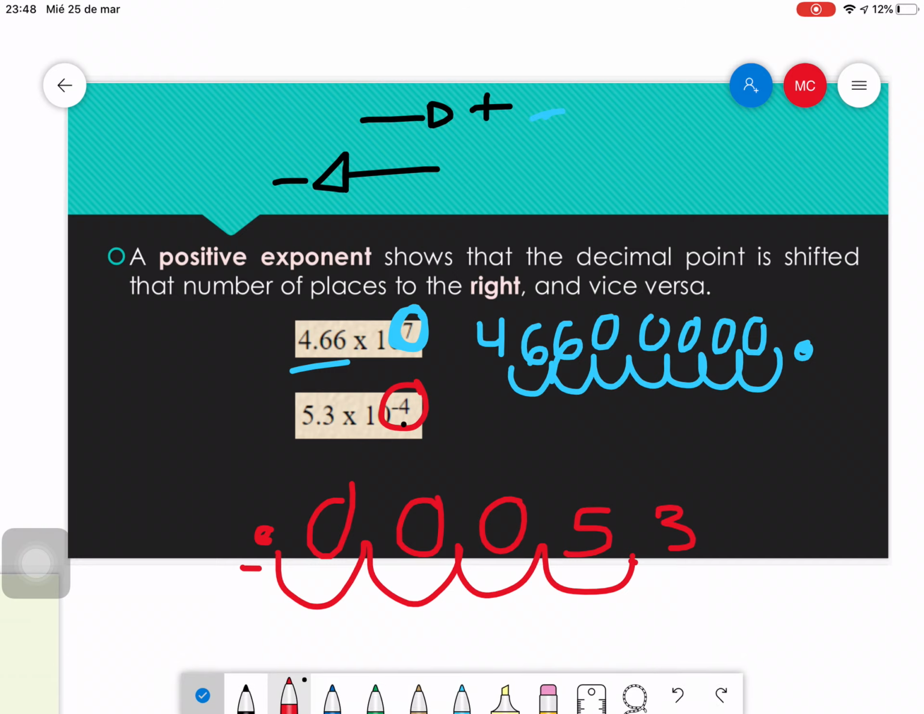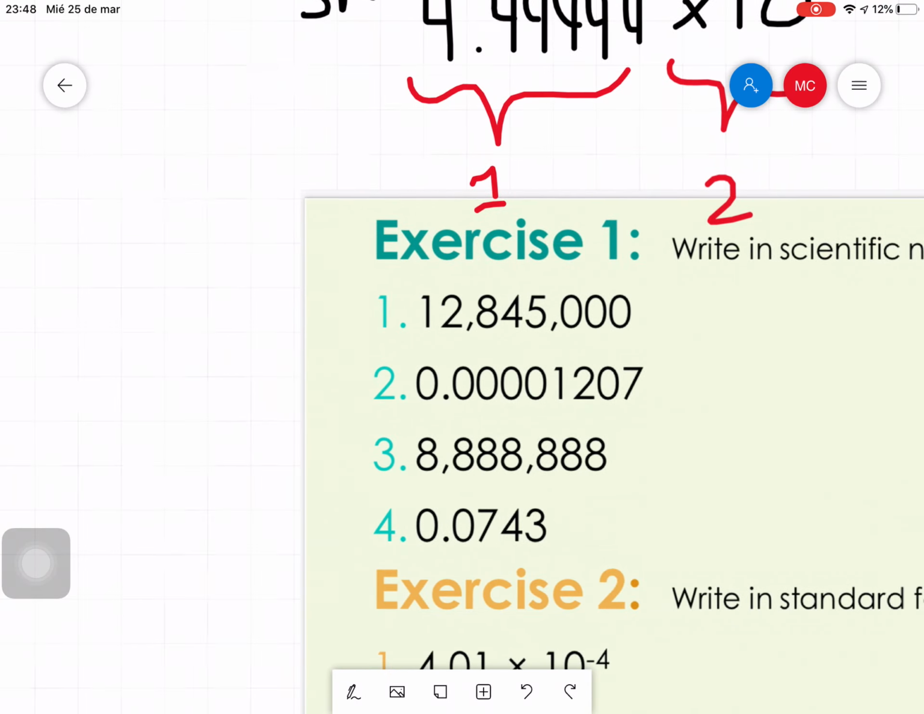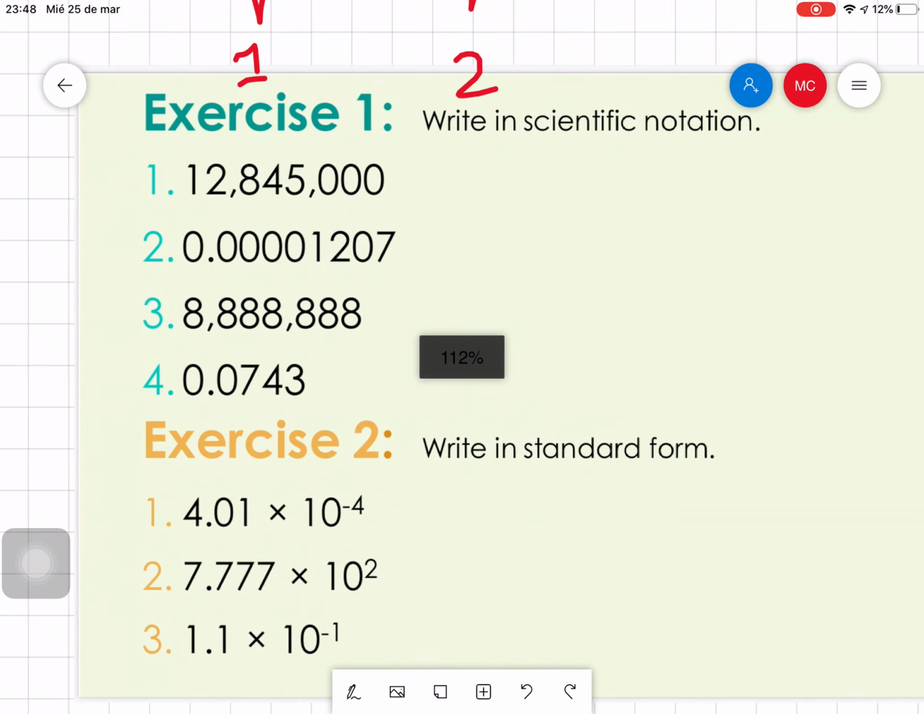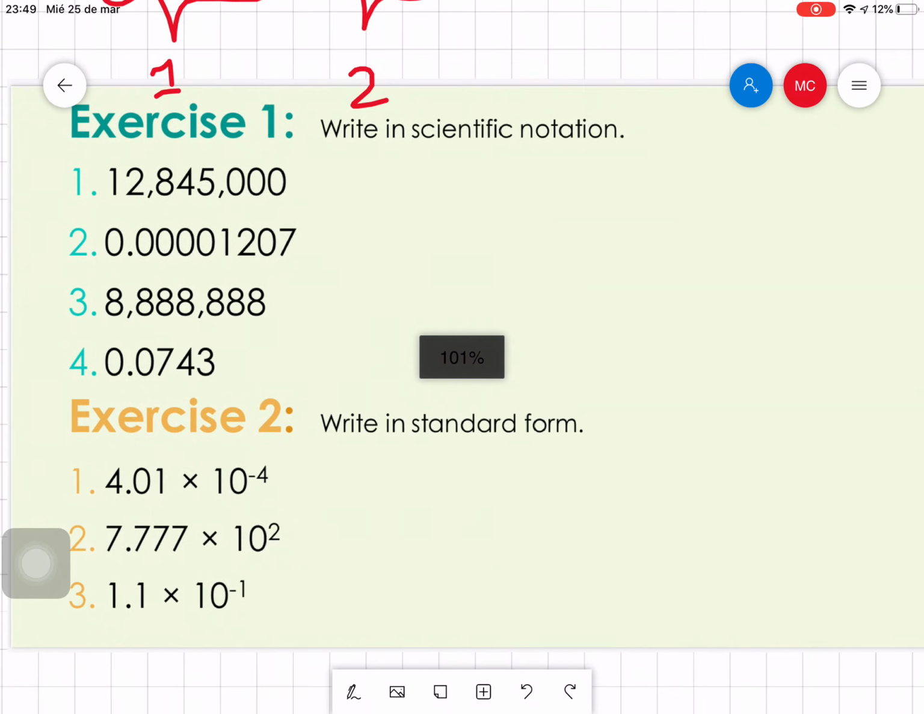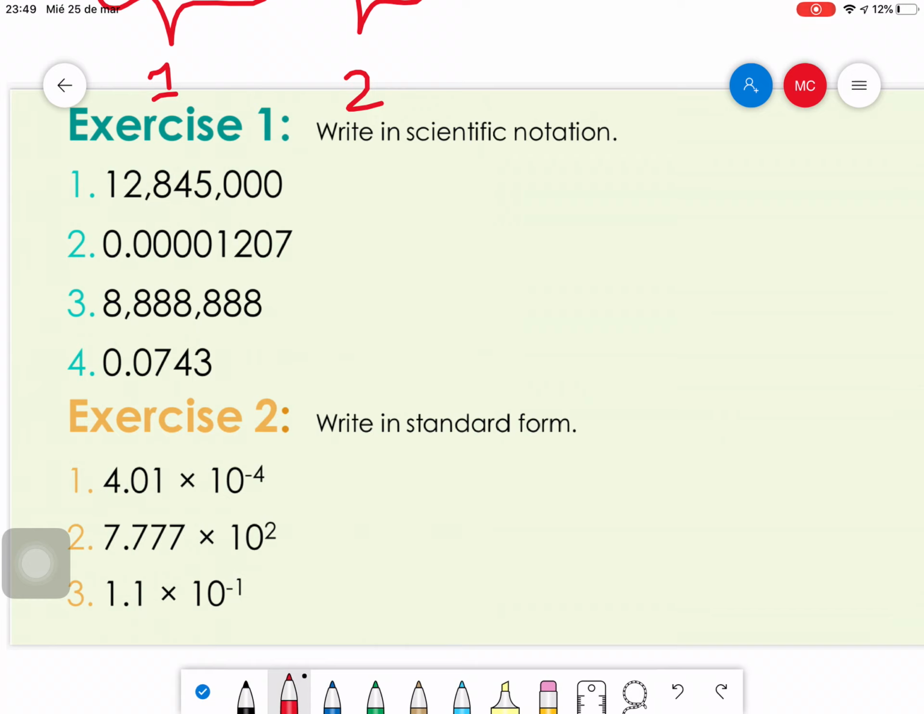Now, last slide. Please pause the video, copy the exercises, and solve them by yourself with pencil, because in case you make a mistake, you can correct it. Copy those exercises, pause the video while you're doing it, and then play the next video to check if you did it properly or not.